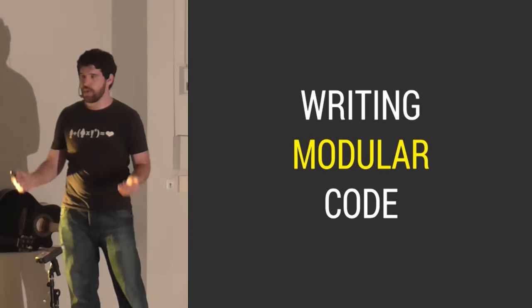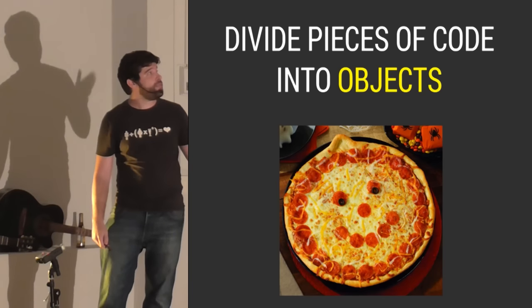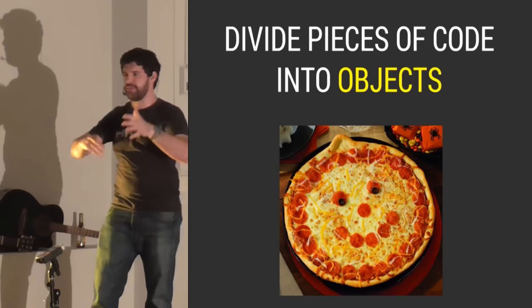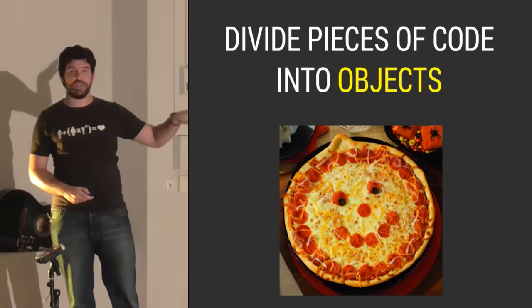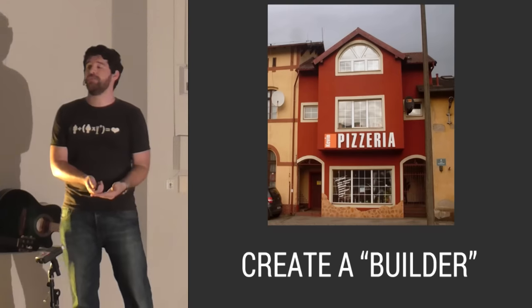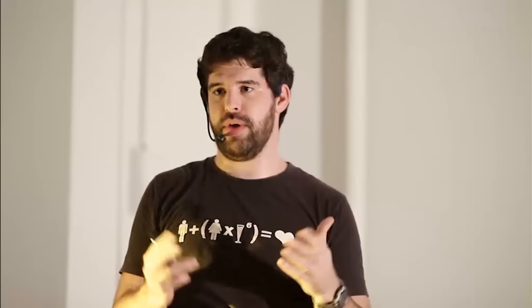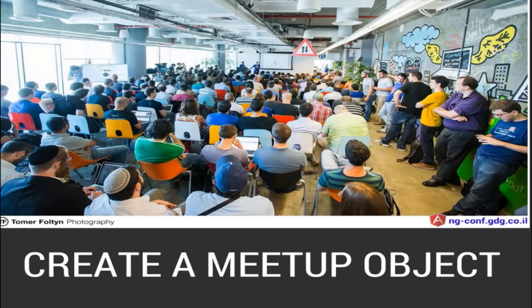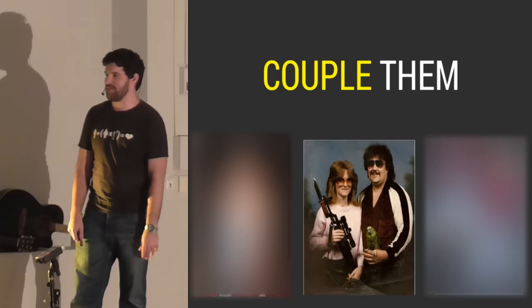So writing modular code. First of all, we divide pieces of code into objects. Okay, I have the pizza, which encapsulates everything, like the wheat and the grind and everything like that. We put it in one object and we talk only with this object. Then we create a builder for this object, okay? Like you know from classical programming, a class, okay? How to build this object. In JavaScript, you also have this notion, but you can just put an object, okay? So we create this builder. I call it a builder because it can also be a factory, like the factory pattern. Then we create a meetup object. Then we couple them together, okay? Now I want us to talk about different types of coupling, okay, or couples.